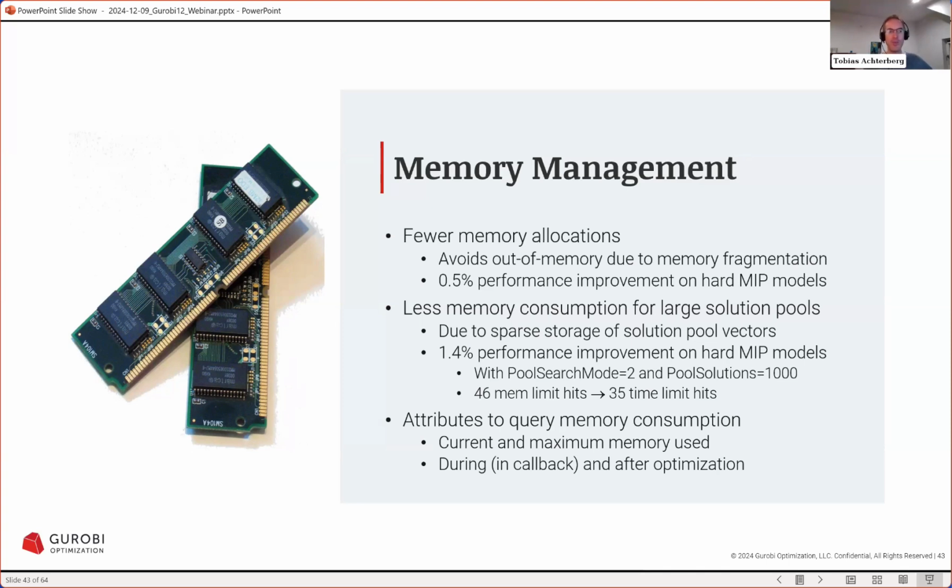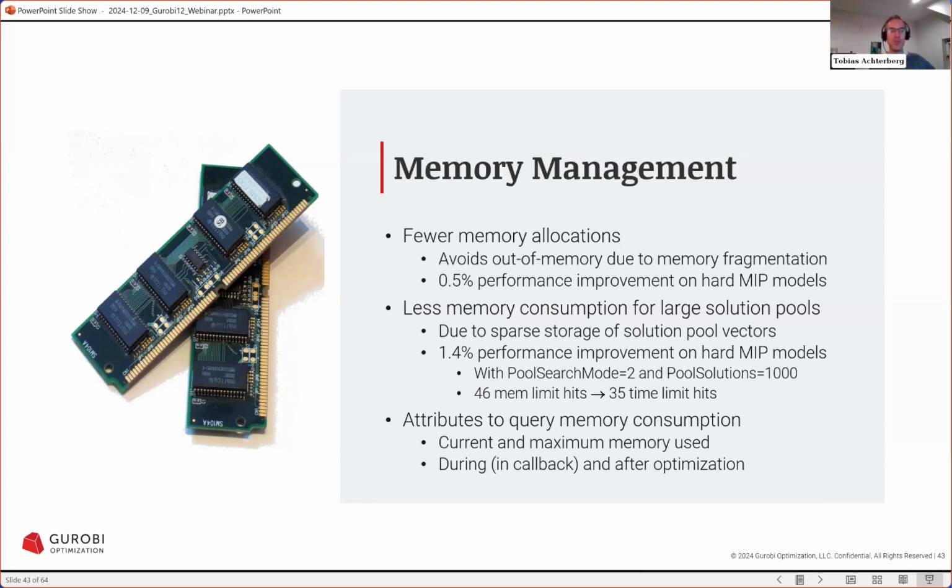And this gives you a 1.4% performance improvement overall on the hard MIP models when you are setting the pool search mode to 2, so that means an exhaustive search for all solutions, and you are setting pool solutions to 1000, so that means you want to have many solutions. In that case, just storing it in a sparse way, so keeping the memory low, is also helpful for performance.